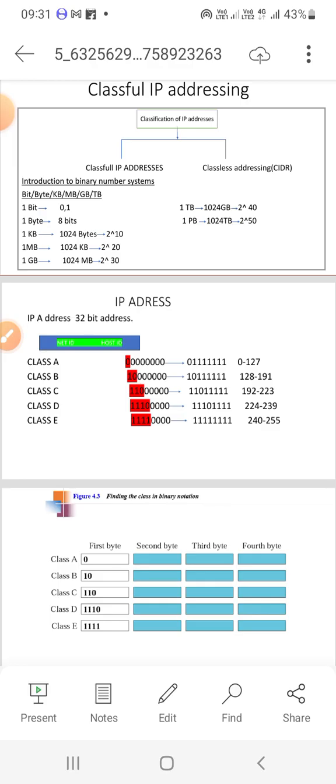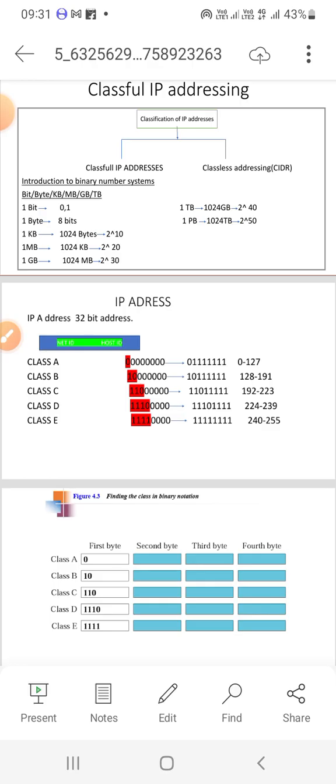Introduction to the binary system: bit, byte, kilobyte, megabyte, gigabyte, terabyte, and petabyte. 1 bit means 0 or 1. 1 byte means 8 bits. 1 kilobyte equals 1024 bytes, that is 2 power 10. 1 megabyte equals 1024 kilobytes.